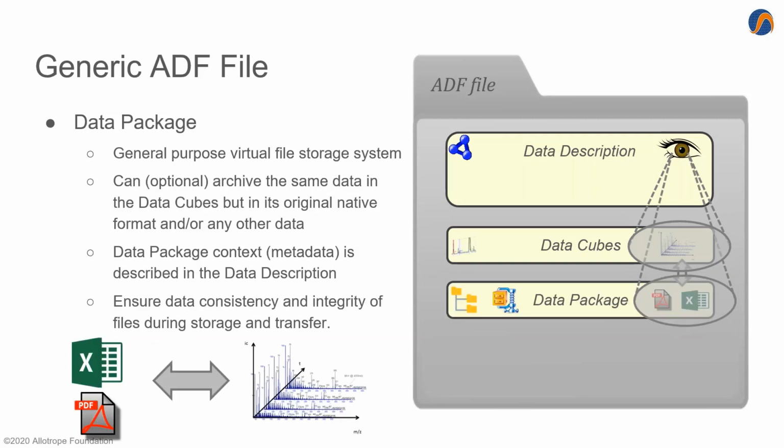Similarly, we have the data package, but the data package is a general-purpose virtual file storage system. We can optionally archive the same data that is in the data cube, but in its original native raw format, such as Excel, PDF, Word, whatever format the data came in, and we can archive it in the data package. The data package context, the metadata, is described in the data description, and it can ensure data consistency and integrity.